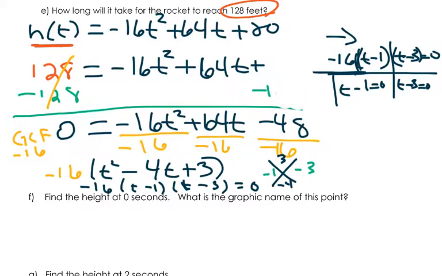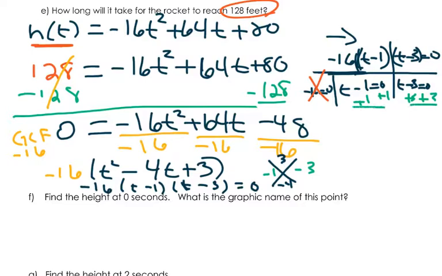Just trying to make some space. I would even have negative 16 equals 0, which we know is not true, so that would just be rejected. And then here, to solve for t, plus 1 to both sides. Here I'd plus 3. And I would have t equals 1 and t equals 3.